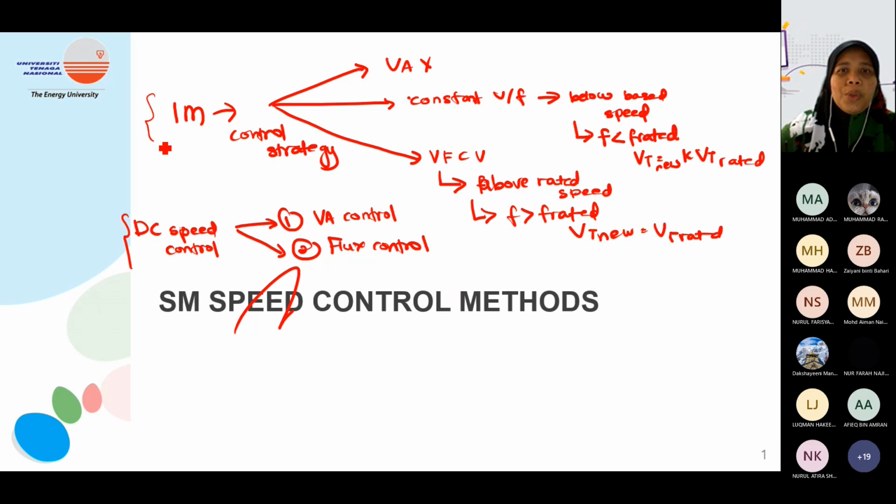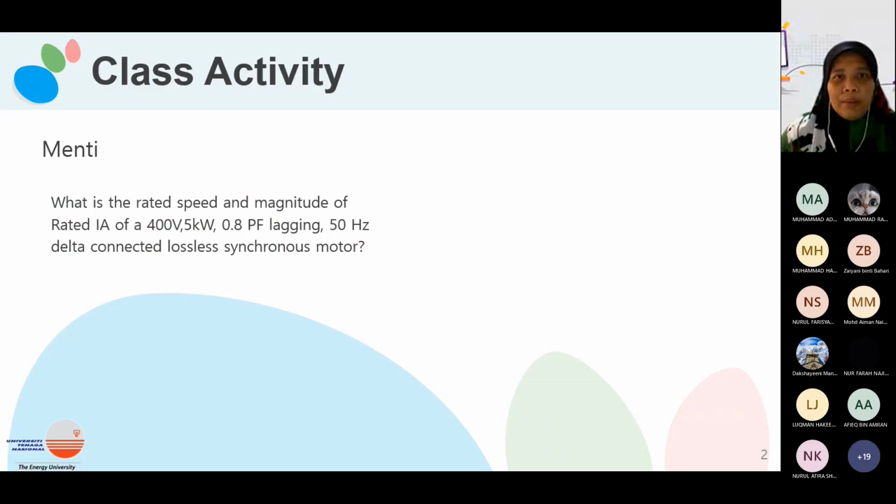Ini for the induction motor. Now we want to look at on the synchronous motor pula. Okay, kejap lagi kita buat yang ni.